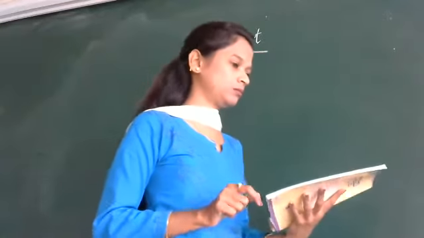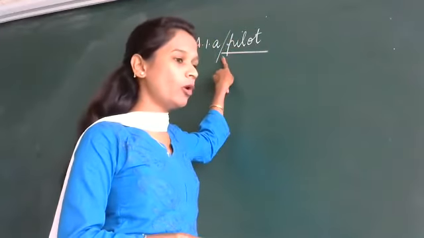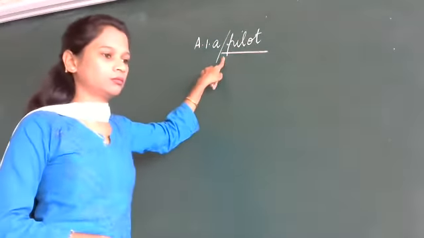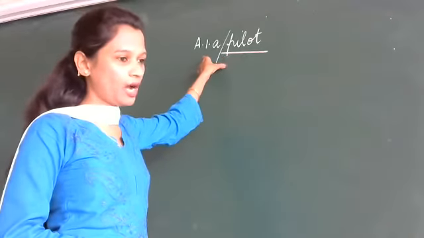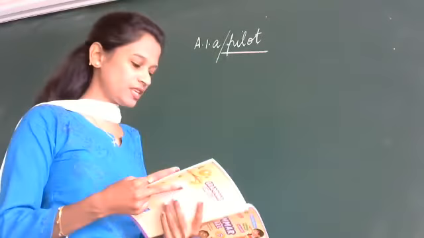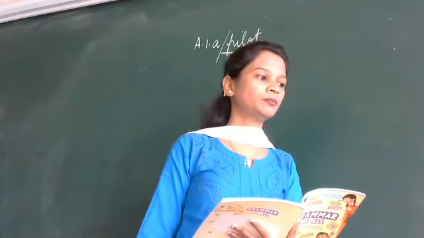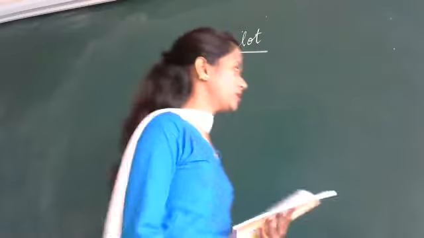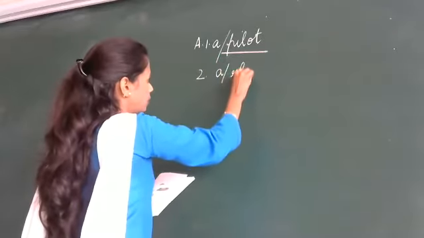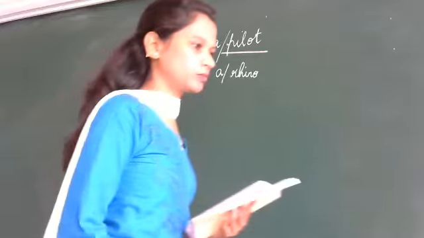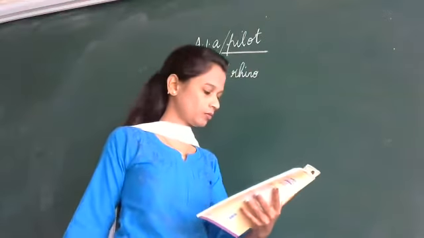Yes, Shreya? See the board. Look at the board. A always comes before a noun. So, a pilot. Second one: have you seen dash the rhino? A rhino. Yes, the second one will be a slash rhino. Have you seen a rhino?